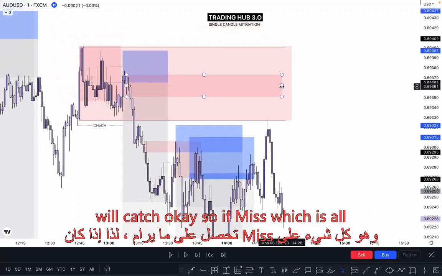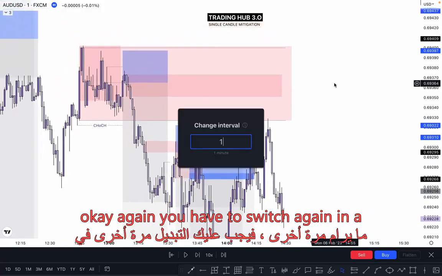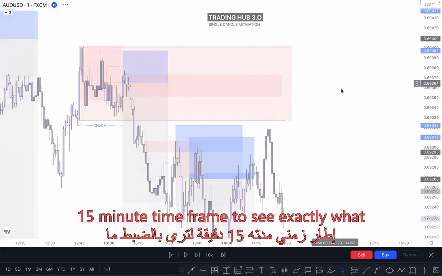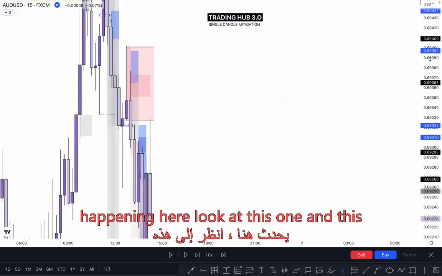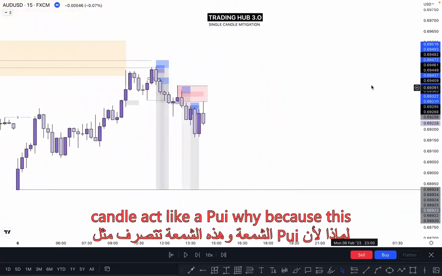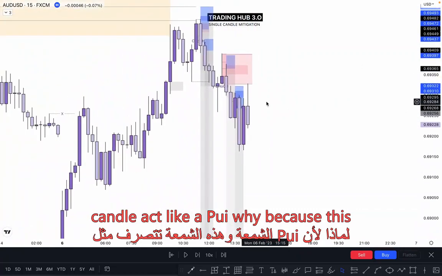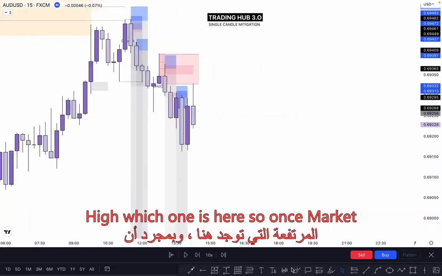Okay, so if you miss, which is okay, again you have to switch again to the 15-minute time frame to see exactly what is happening here. Look at this one, and this candle acts like a PUI. Why? Because this candle took out the previous candle high, which is here.